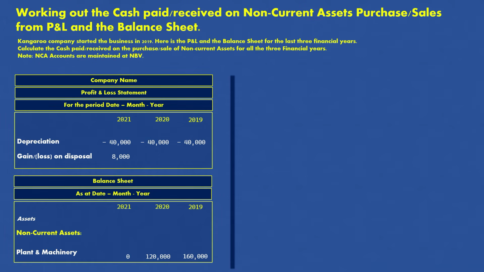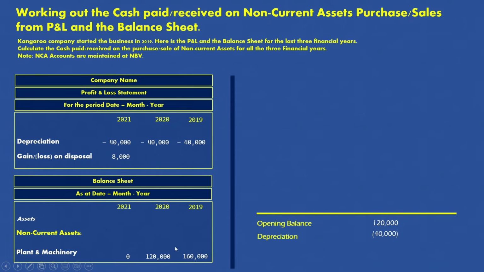So we just need to focus on 2021 workings again, and as we begin, you can see we start with the opening balance for our fixed assets, that is 120 coming from the previous year. Then we deduct our depreciation, that is $40,000, and we expect the closing balance to be 80,000, but since it is 0, we conclude that the $80,000 worth of machinery from my balance sheet has been removed, sold.